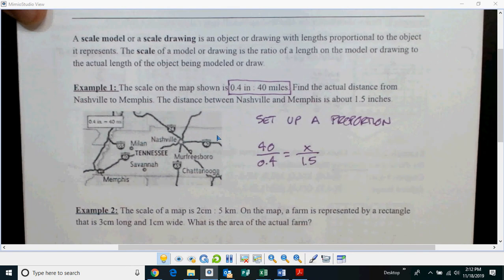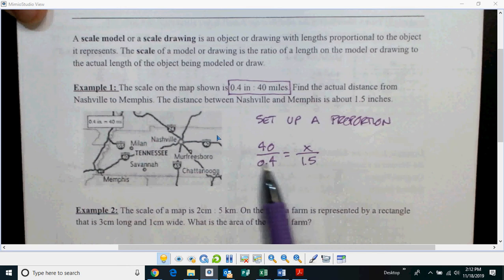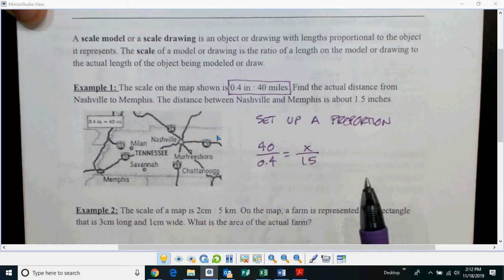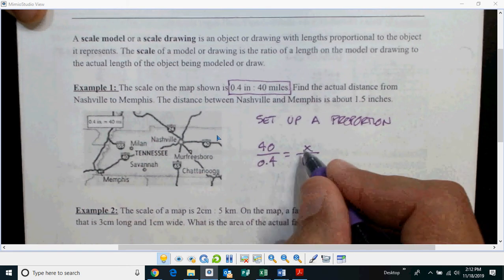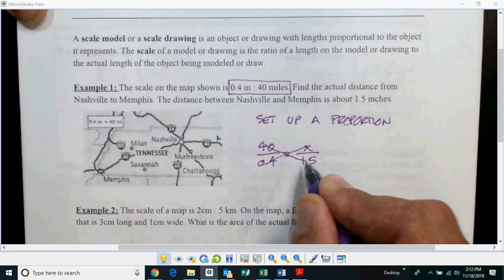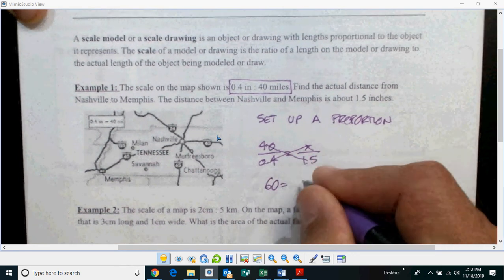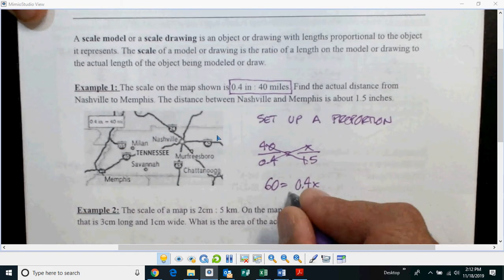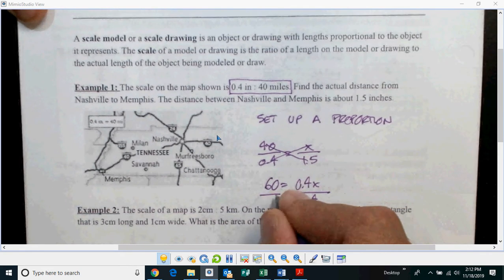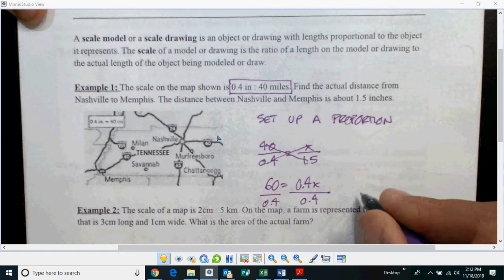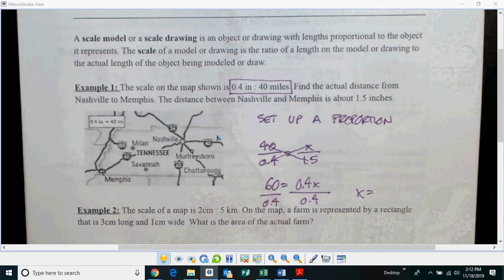I honestly don't know. So, Landon, pay attention. If I've set it up like this, how do I solve? Oh, cross multiply. Every algebra student's favorite thing to do. 40 times 1.5 is 60. That equals 0.4x. I divide by 0.4. 60 divided by 0.4 is, somebody tell me please.